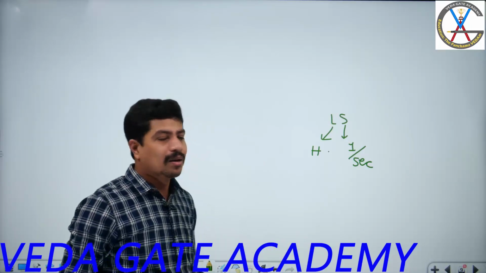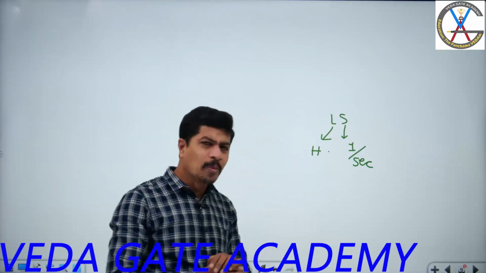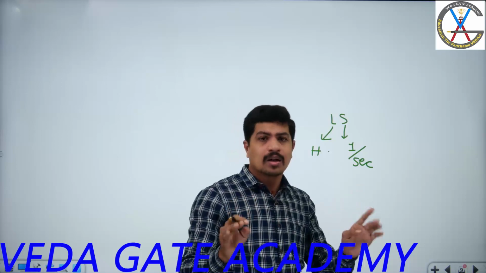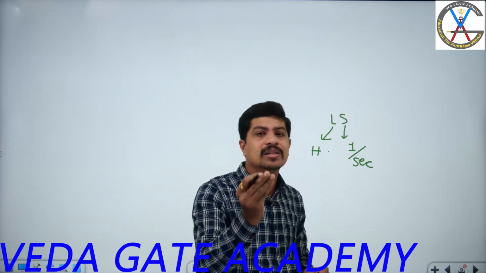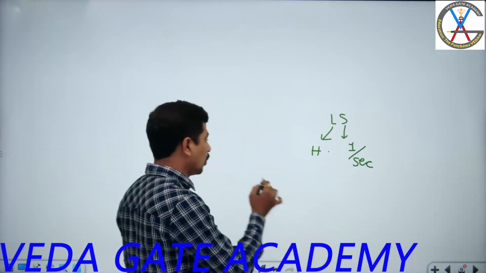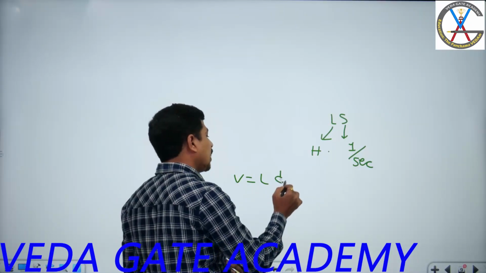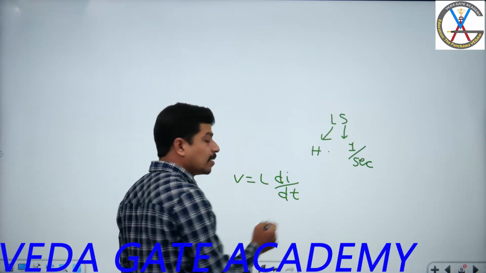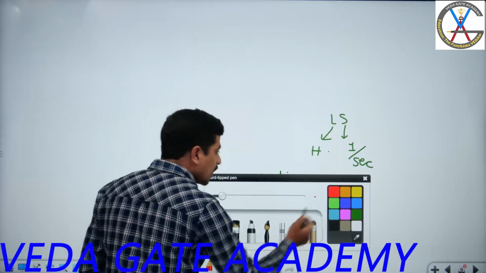Its units are henries, but henries per second, maybe ohms are not. I'm in a dilemma. Therefore, let me write henries in terms of other known units. How to write? V is equal to L di by dt, right? V equal to L di by dt. Yes. Very simple.